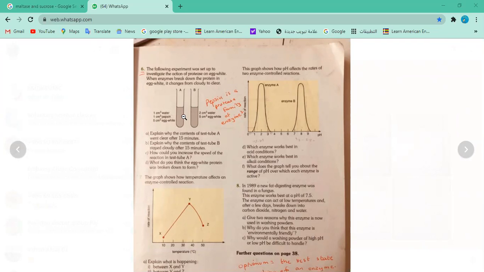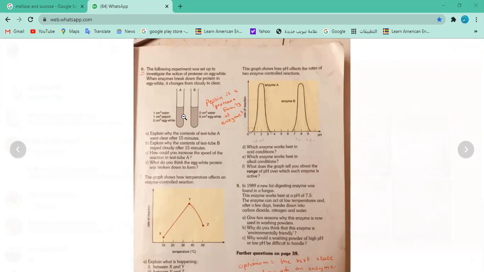So pepsin is a proteolytic enzyme, right? Then why egg white? Can we put starch here, or will starch also work? No, it will not work. Do you think we can also put carbohydrates here? No. Why? Because egg white has got protein, because then we would need carbohydrates for that. So egg white has got protein. That is why pepsin is a proteolytic enzyme.